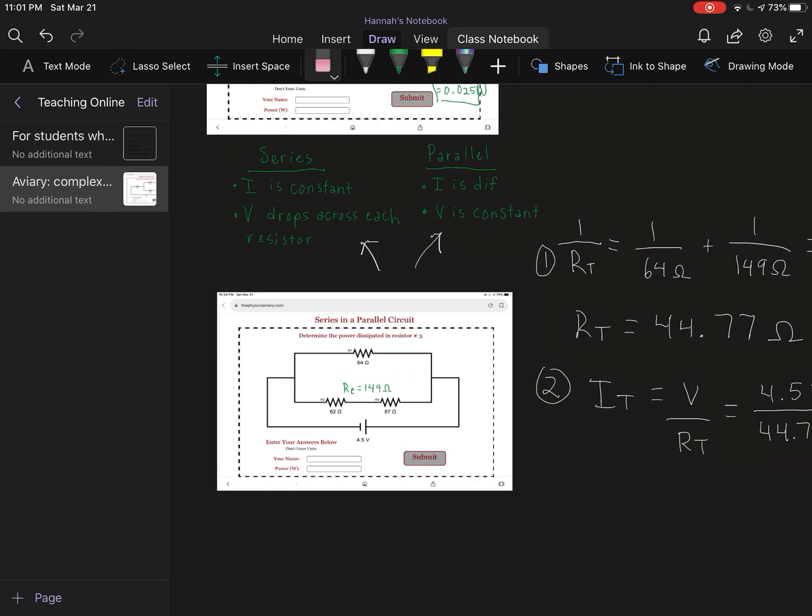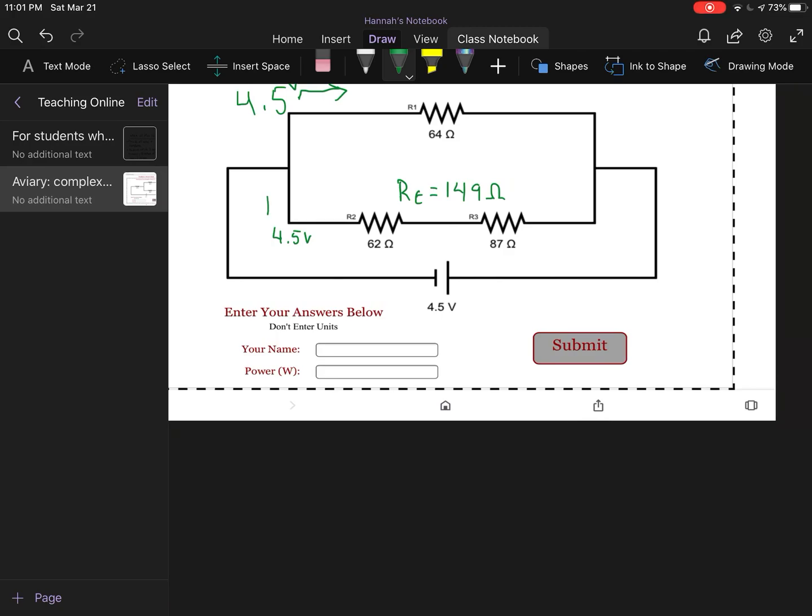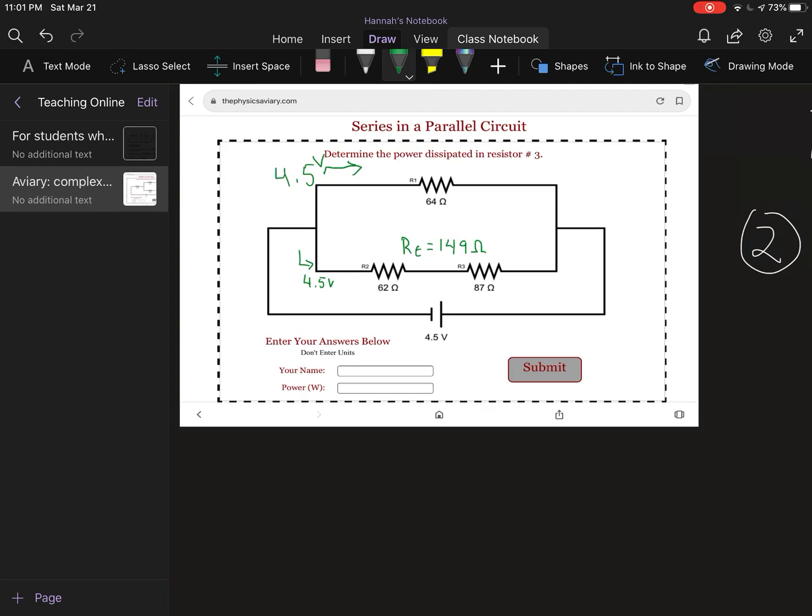And then, okay, so in a parallel circuit, your voltage is constant, but then in a series circuit, you're going to experience a voltage drop. So we have 4.5 volts going this way and 4.5 volts going this way. So knowing that, I'm just gonna give us a little bit of practice with this first one. I have my 4.5 volts divided by 64 ohms. So I have 4.5 divided by 64. And my current across resistor 1 is 0.07, let's say 0.070 amps, okay?